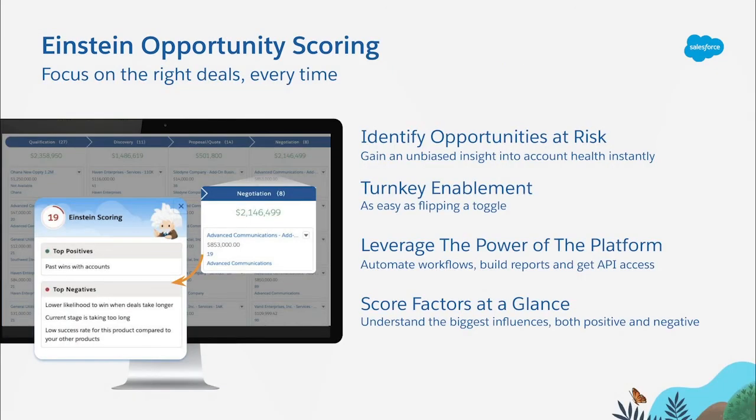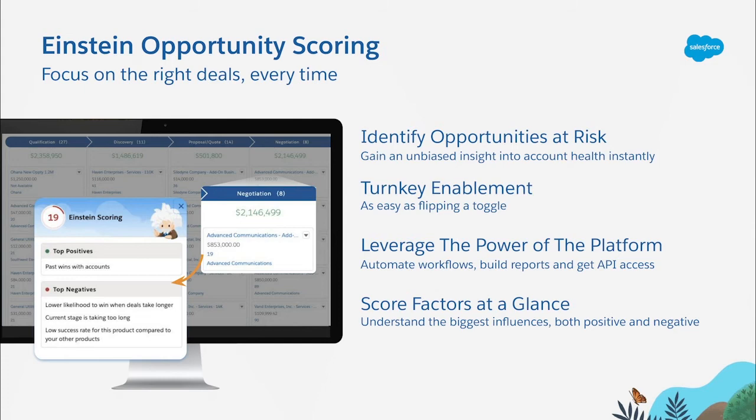Einstein Opportunity Scoring helps sales reps focus on the right deals every time. It analyzes past opportunities to create a model that predicts which opportunities are most likely to be won. Each opportunity is given a score from 1 to 99, which is available on opportunity records and in list views. Einstein also shows the factors that have contributed the most to the score, both positively and negatively.